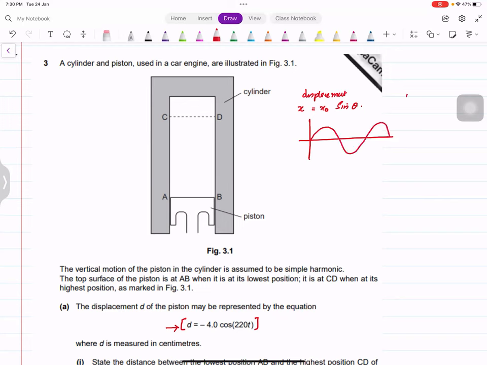And now, because theta is given by omega times t that we've learned before, we can build this graph with respect to time and displacement. So we should understand the equation would be x equals x naught sine of omega t. Do you guys understand this? Yeah. Now think about it this way.